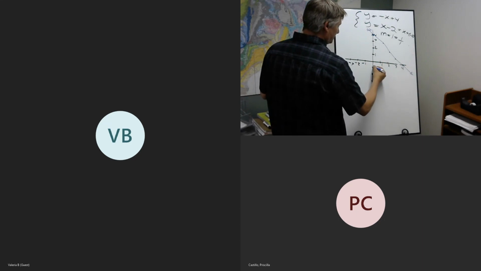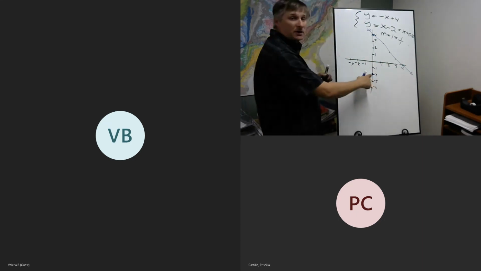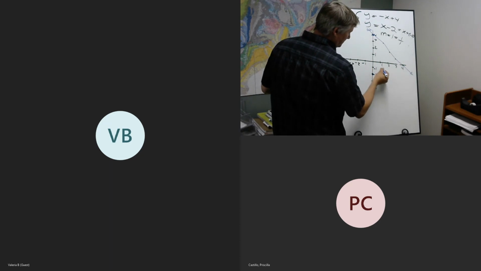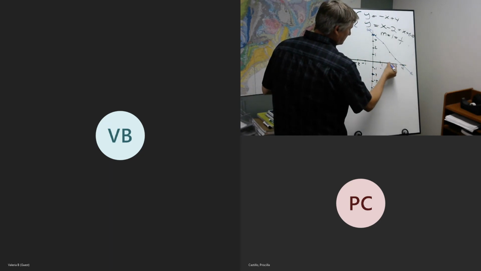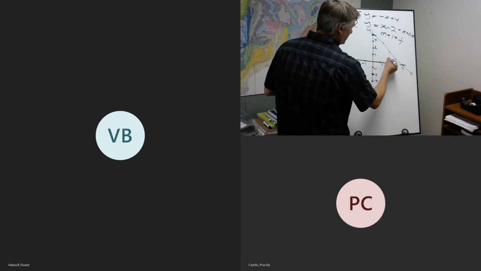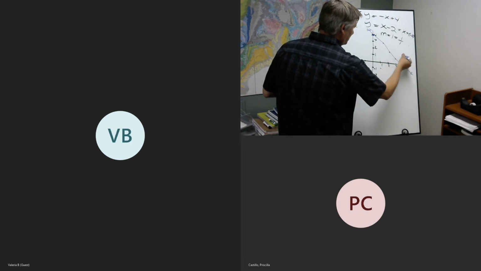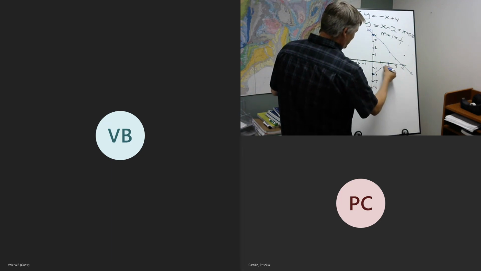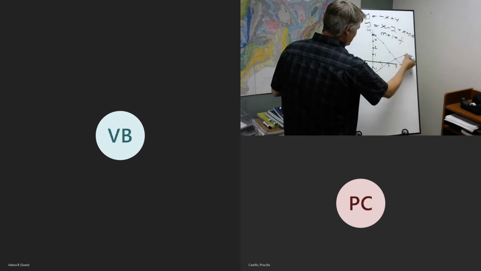So rise 1, starting from our y-intercept. Rise 1, run 1. Rise 1, run 1. Rise 1, run 1. You can rise another one, run another one. And if we connect these points, we're going to get another crooked line.